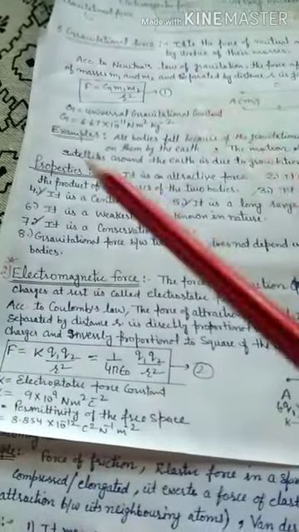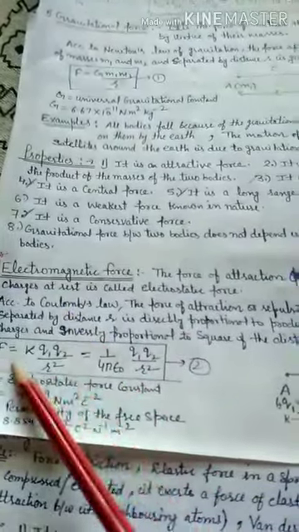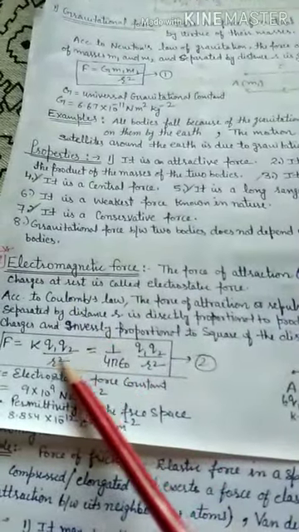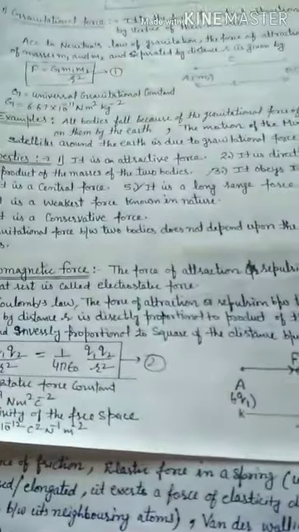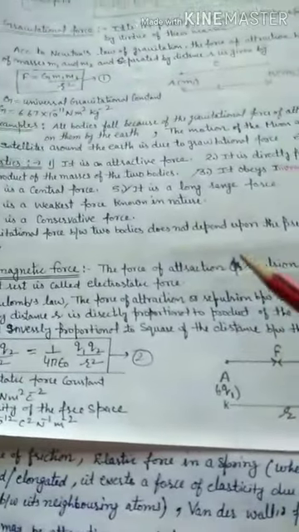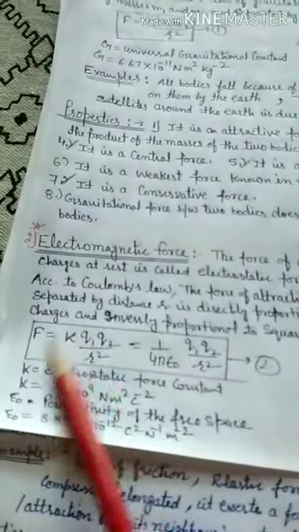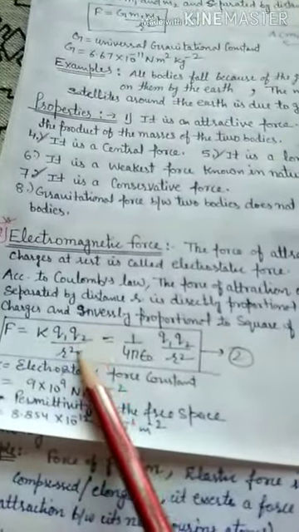ग्रेविटेशन में क्या था? प्रोडक्ट ऑफ द मासेस, यहाँ आ गया चार्जेस, प्रोडक्ट ऑफ द मैग्नीट्यूड ऑफ द चार्जेस एंड इनवर्सली प्रोपोर्शनल स्क्वायर ऑफ द डिस्टेंस बिटवीन देम. वहाँ पे भी यही था, बट यहाँ पे क्या है? इनवर्सली प्रोपोर्शनल स्क्वायर ऑफ द डिस्टेंस बिटवीन देम. यहाँ पे भी वही है. देयरफॉर एफ प्रोपोर्शनल टू मैग्नीट्यूड Q1 Q2 अपॉन आर स्क्वायर.